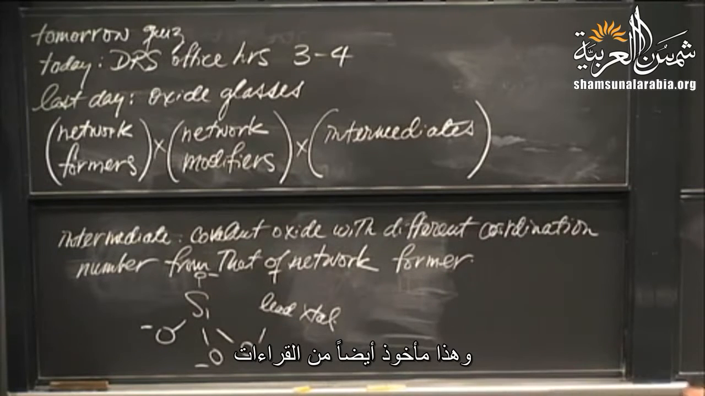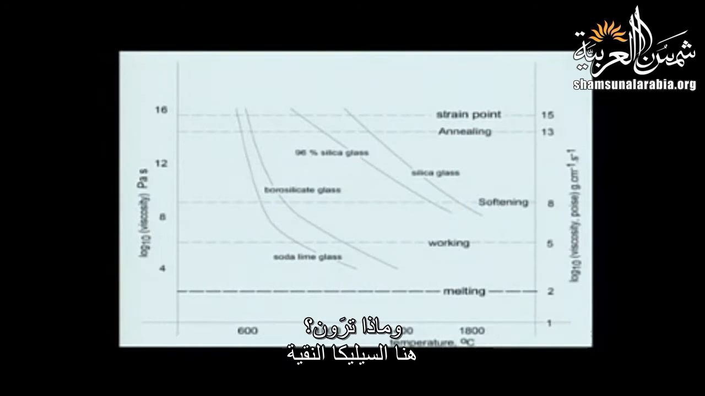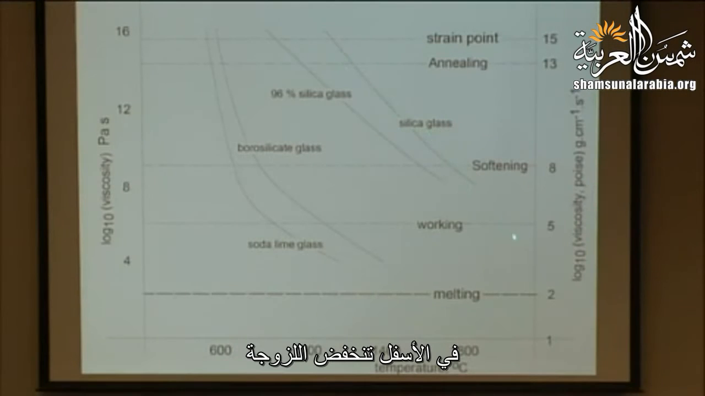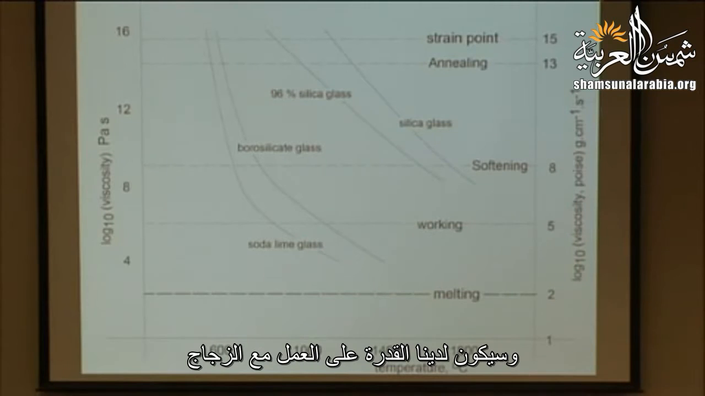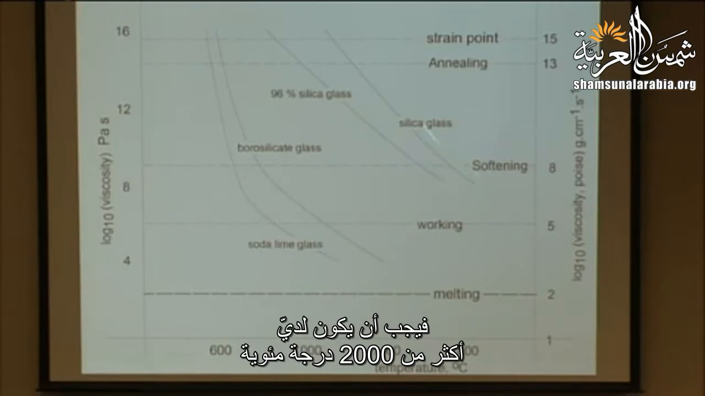And this is also taken from the reading. It's a plot of viscosity versus temperature, only it's a logarithmic plot. And what do you see? Here's pure silica. That's SiO2. And as the viscosity goes down, you have the ability to work with the glass. So if I want to melt silica, I got to go way, way up here, over 2,000 centigrade.